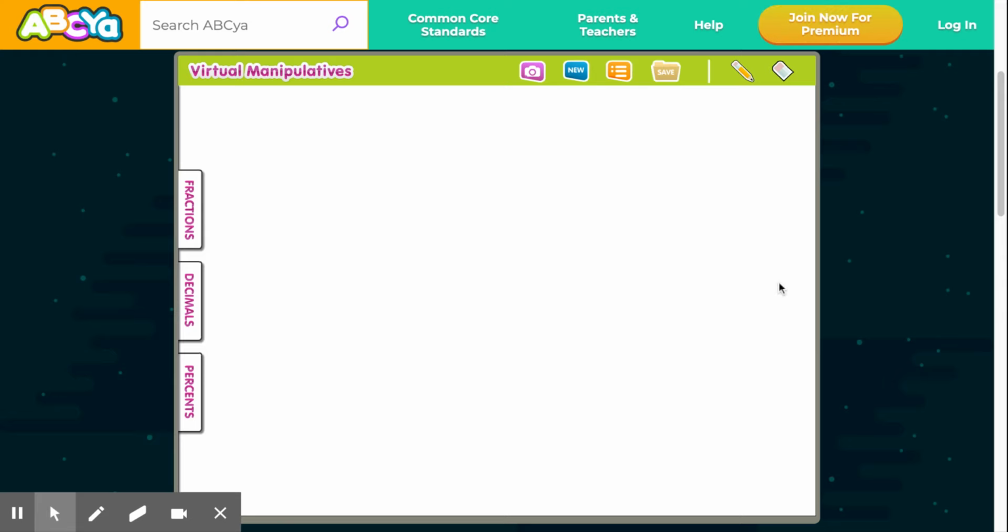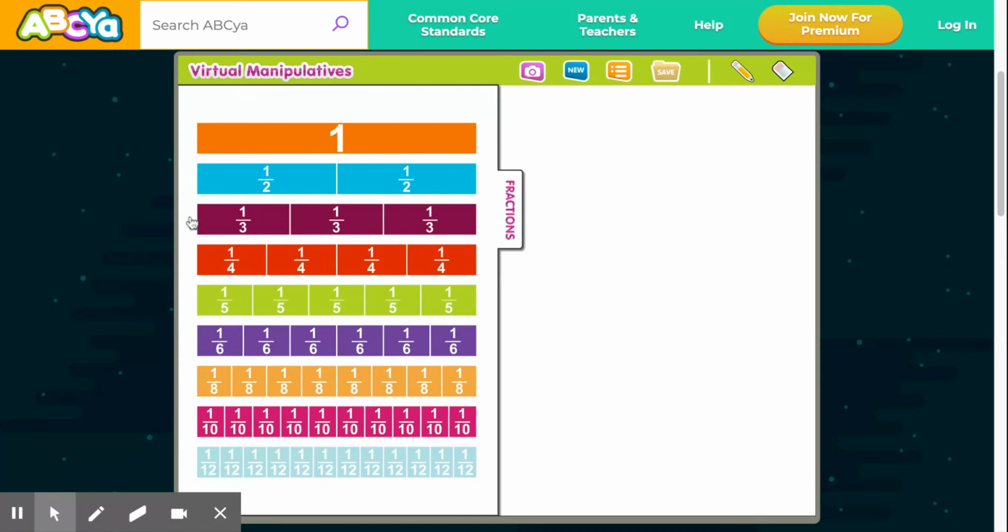I am going to be using our virtual manipulatives board to show you how to add and subtract your fractions with unlike denominators. Now, you guys are going to have access to this virtual board in the next 2 slides where you're solving the problems for yourselves. When you click on the picture, you're going to come over here on the left, and when you click that fraction tab, it slides out all of your fraction tiles.